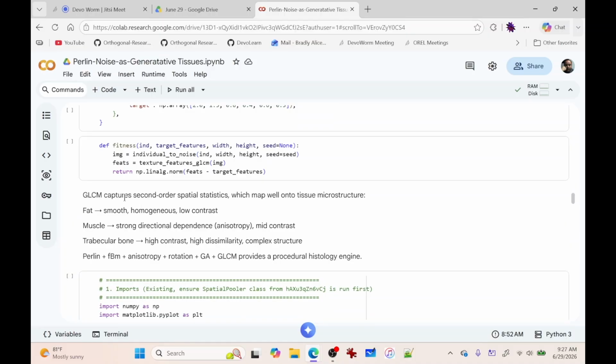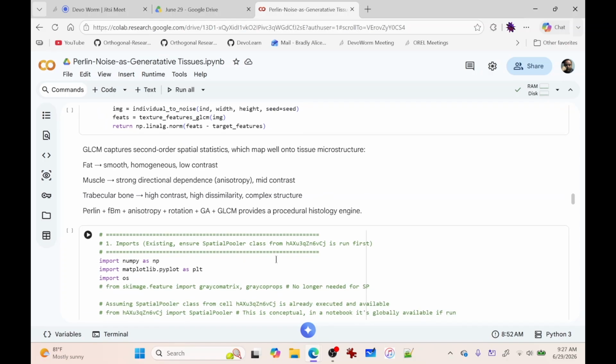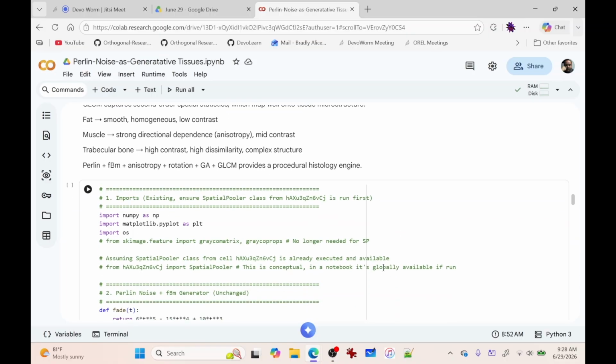So GLCM captures second order spatial statistics, which map well into tissue microstructure. Again, we should expect fat to be smooth, homogeneous, low contrast, muscle to have strong directional dependence and mid contrast, and then trabecular bone high contrast, high dissimilarity, complex structure. And so what we're trying to do is build a procedural histology engine, where we take these tissues and look at them like a histologist would. It's the standard for looking at these tissues and identifying them as tissues.